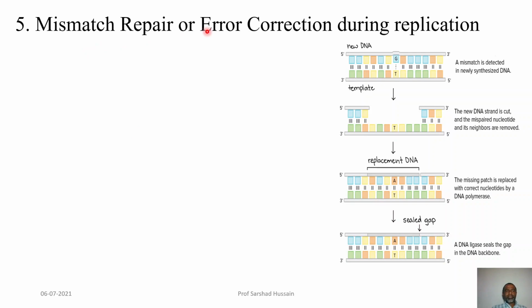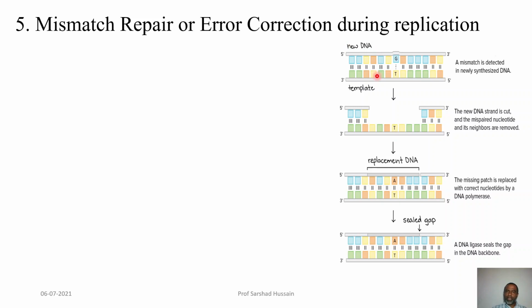Then you have the mismatch repair, or the error correction during replication. Now, what happens? You know that during replication, one strand acts as a template and the other strand is synthesized on that very strand by reading the frame, because by reading the frame, the DNA polymerase can substitute the corresponding base at the opposite end. So the new strand is synthesized during DNA replication by reading the complementary base pairing. This new strand is also called the nascent strand.